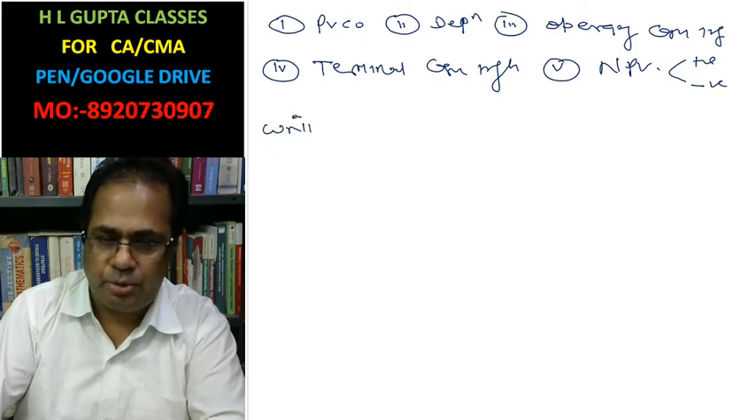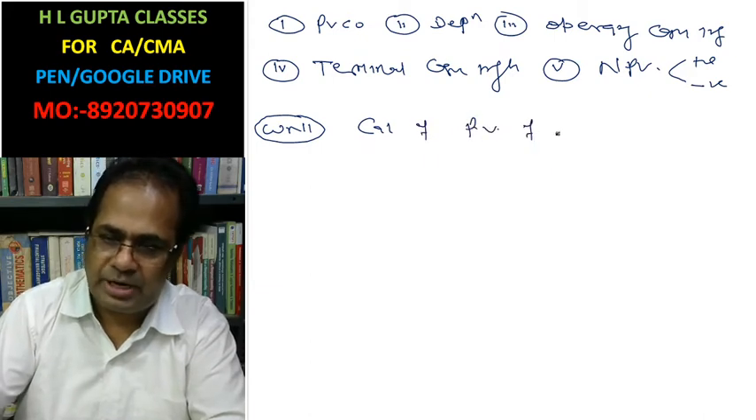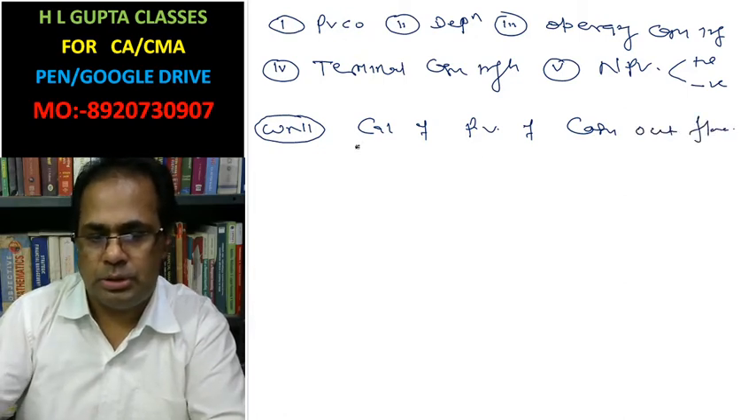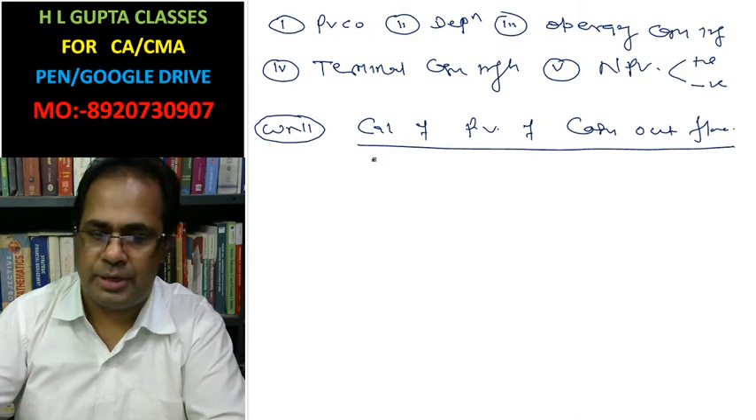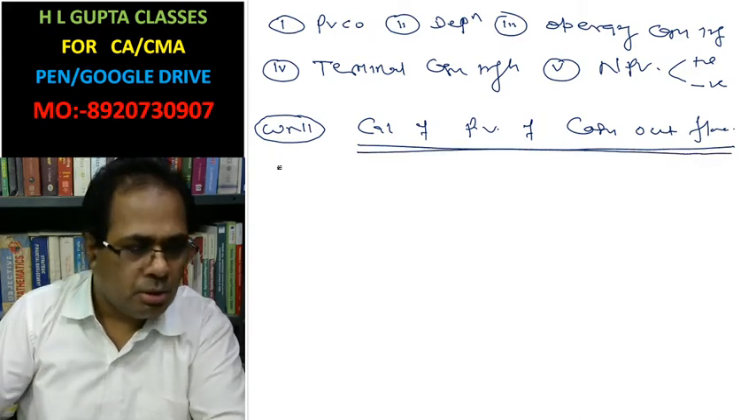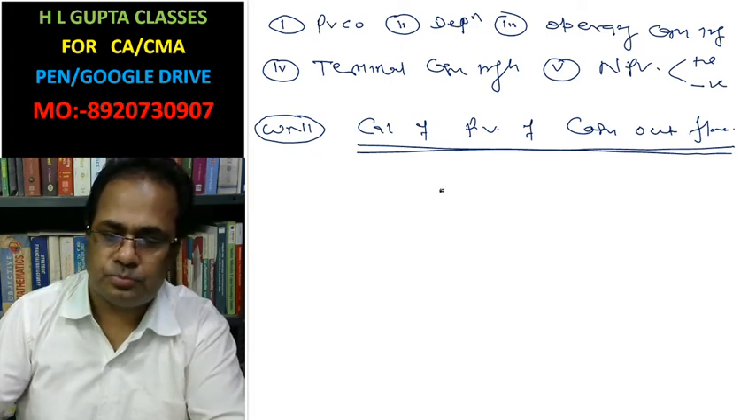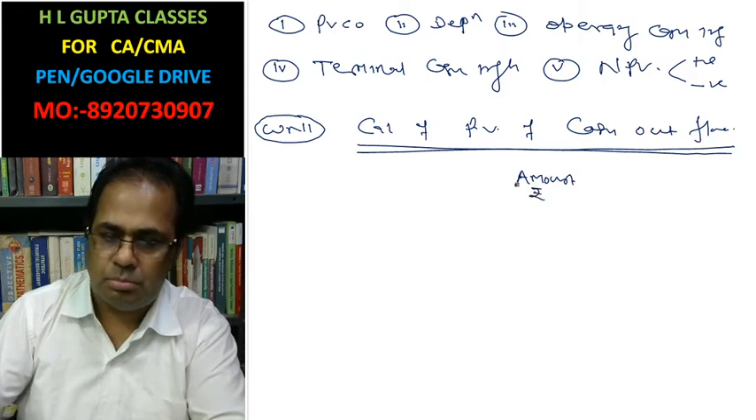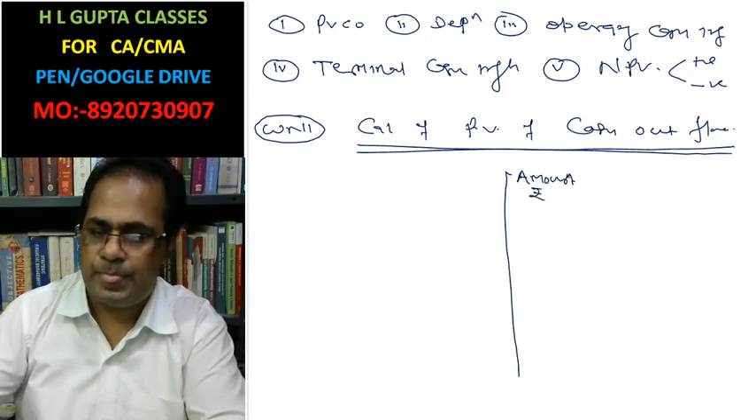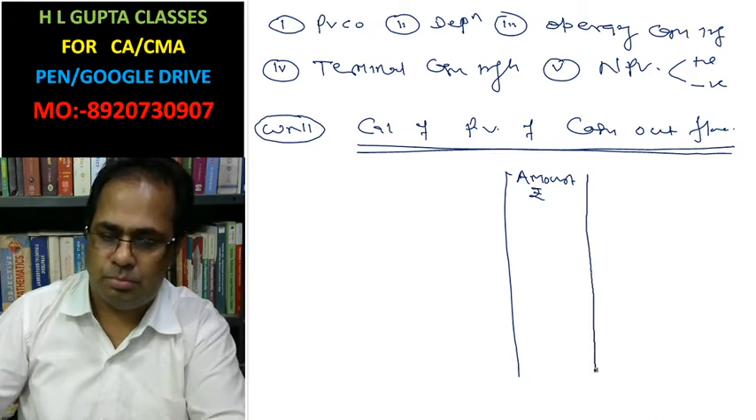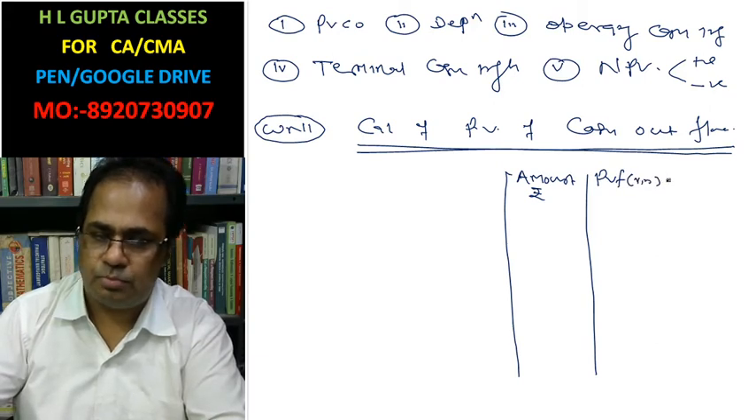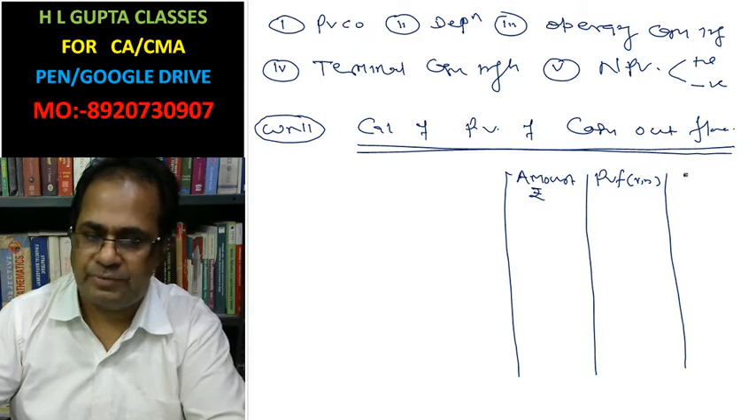Working note first I'm going to calculate here. Calculation of present value of cash outflow. This is the present value of cash outflow you have to calculate here. This is your amount, the present value factor, and this is your present value.